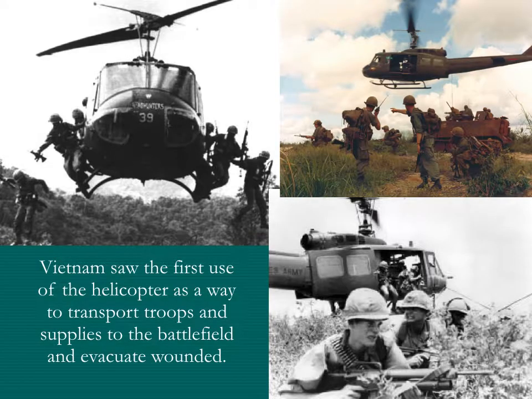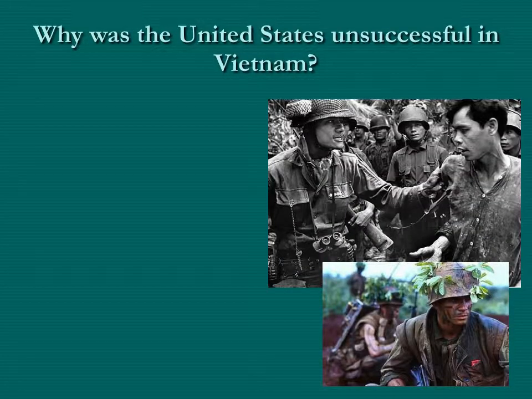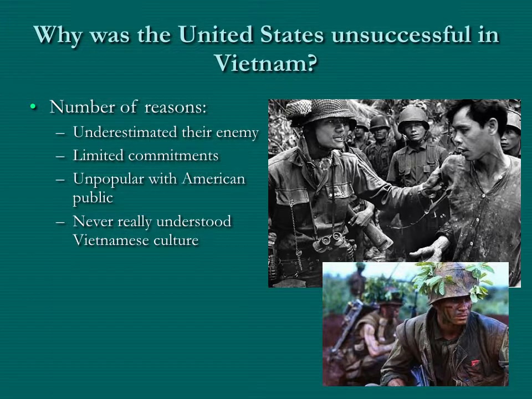The Huey is a big part of this because we're dealing with jungle environments. That becomes essential. So why was the U.S. unsuccessful? There's a number of reasons. We incredibly underestimate the tenacity of the North Vietnamese to fight this war. The political commitments of the U.S. government here are openly talked about. It's a very unpopular war, and we never really got a handle on the cultural element of Vietnam.